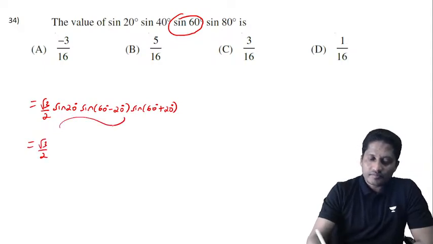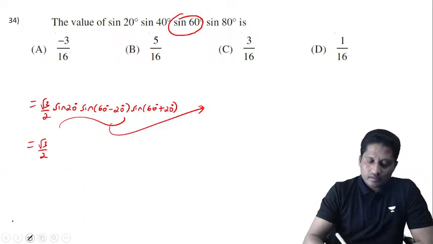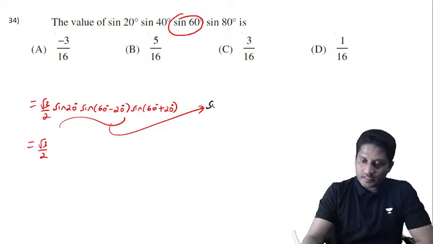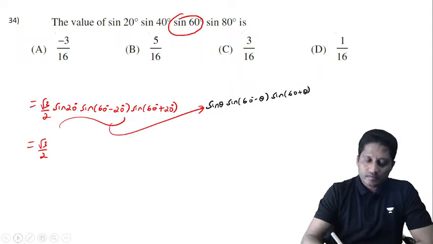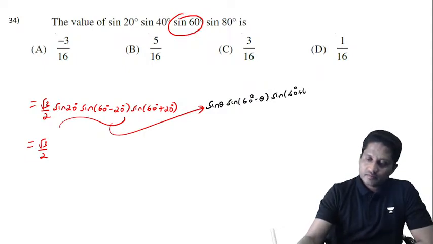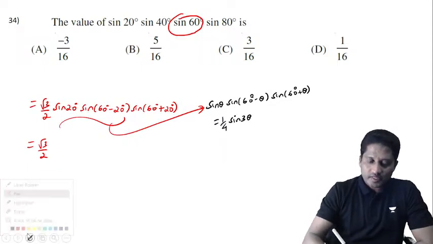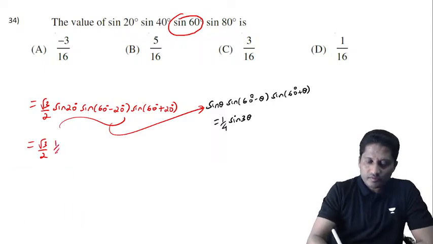Now this is of the form sine theta into sine of 60 minus theta into sine of 60 plus theta, which is equal to 1 by 4 into sine 3 theta. Now this can be written as 1 by 4 sine 3 theta with sine 3 into 20.